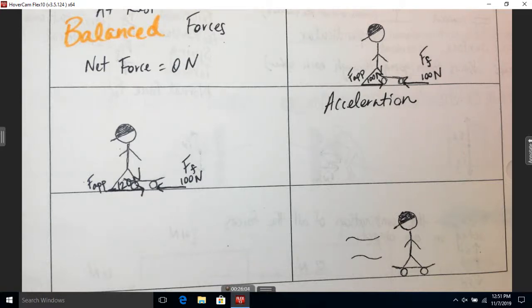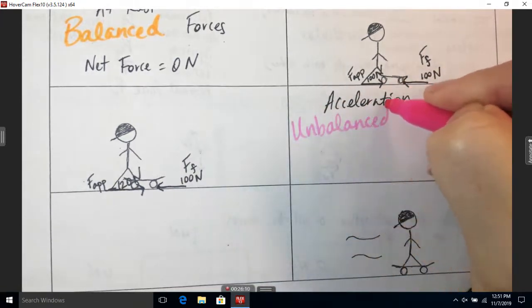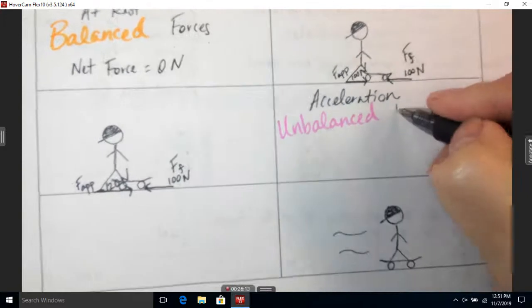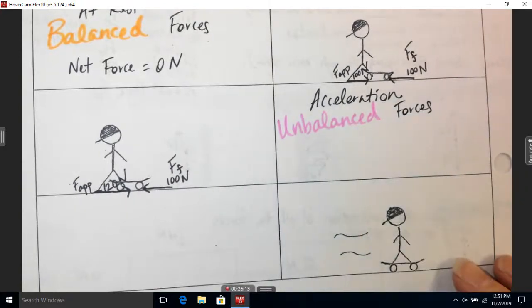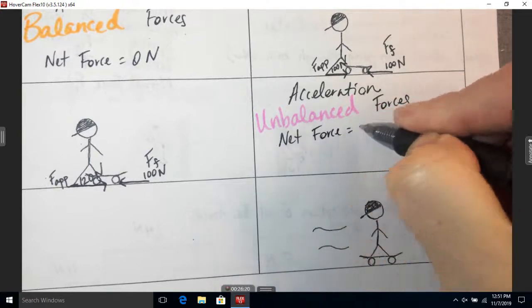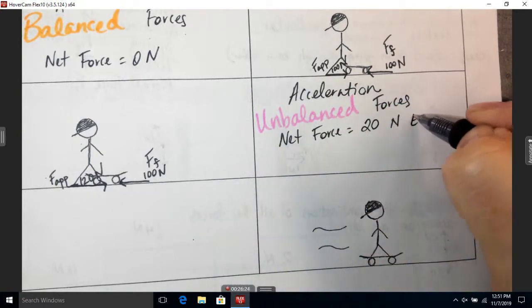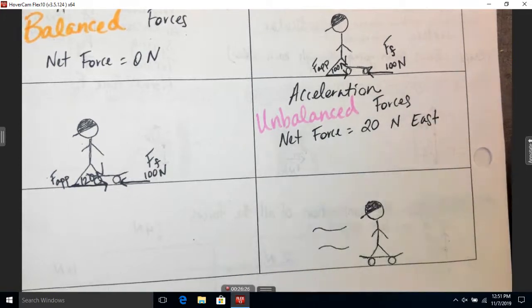Are my forces balanced or unbalanced? Unbalanced. And the net force is 20 newtons east. So what did he have to do so that acceleration could happen? He had to push harder.